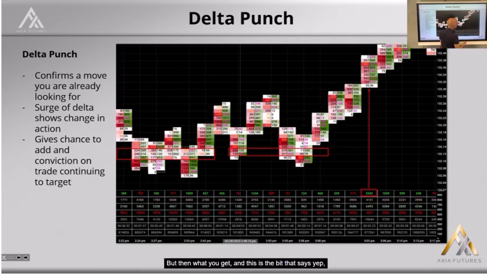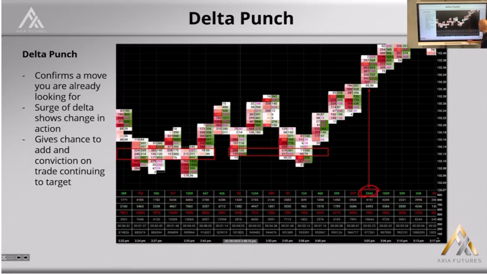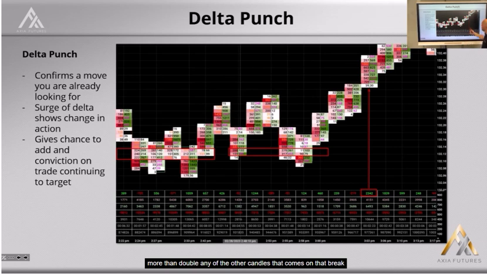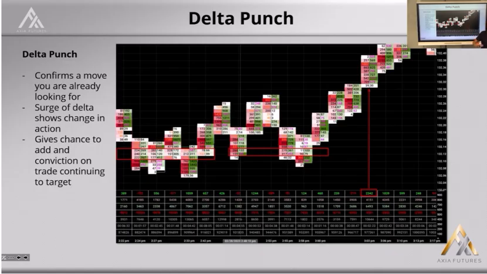But then what you get, and this is the bit that says, yeah, the move is definitely on, and this can add conviction, even if you're already in the trade. When you see this and you look at this rotation, 2,300 of delta, compared to anything else, it is way bigger, more than double any of the other candles. That comes on that break point, that point where you're looking for the market to accelerate, and it does it.